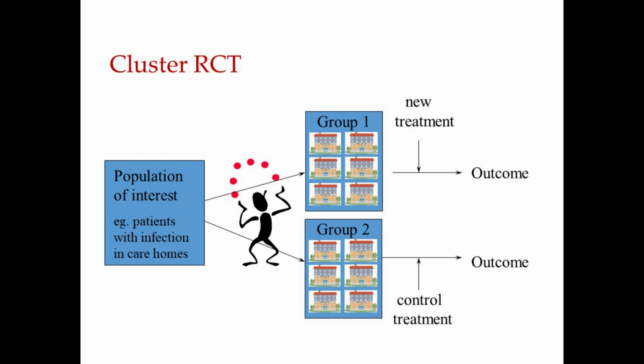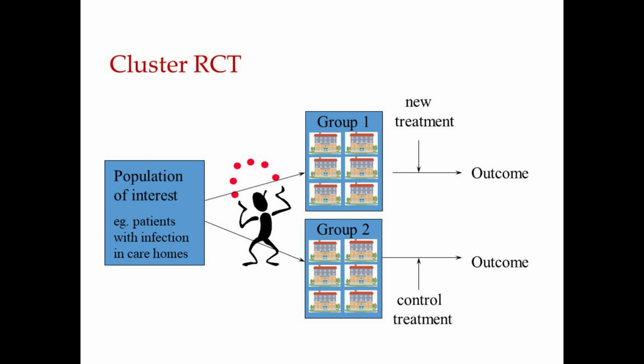A third study design is the cluster randomised controlled trial. Here, clusters such as GP practices or care homes or hospital wards are randomised to receive the new intervention or the control treatment, which is usually the standard normal practice. Clusters are randomised to avoid contamination of the control group. If everyone in the cluster is receiving the same treatment, then contamination is minimised.